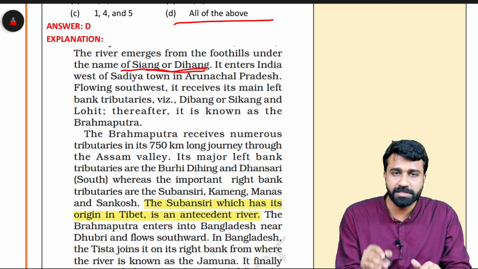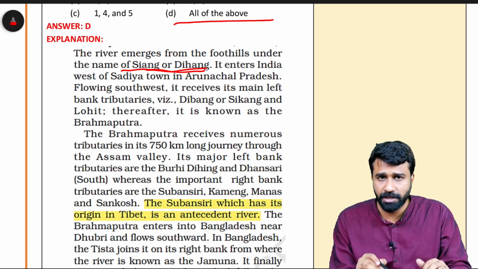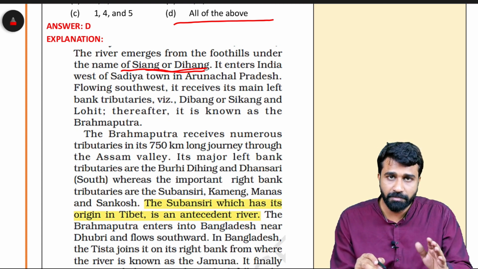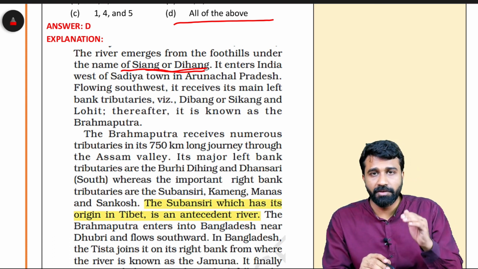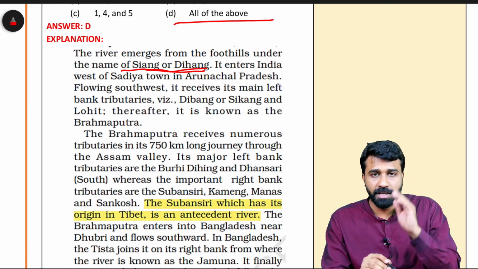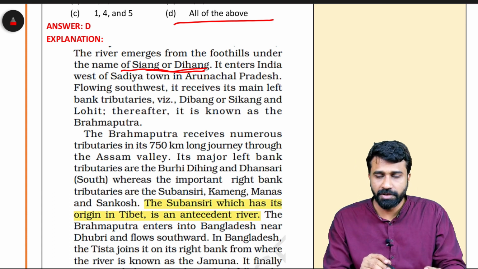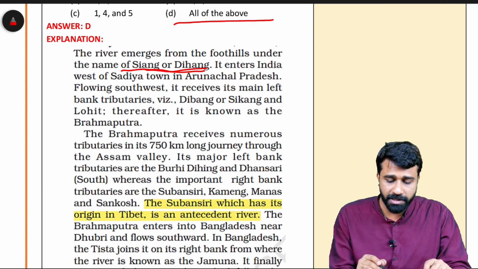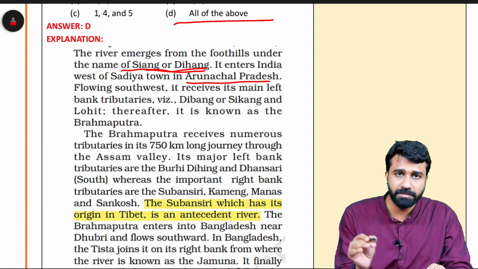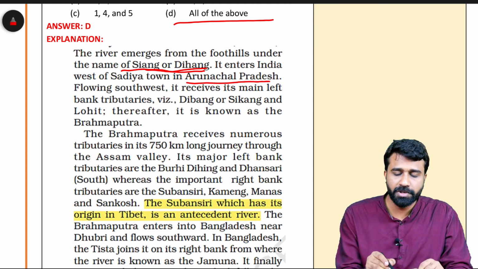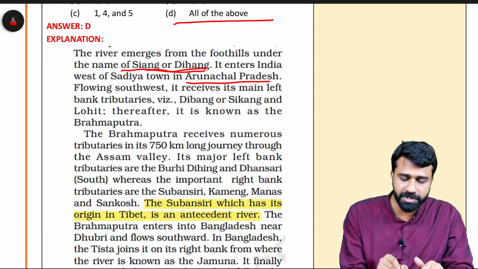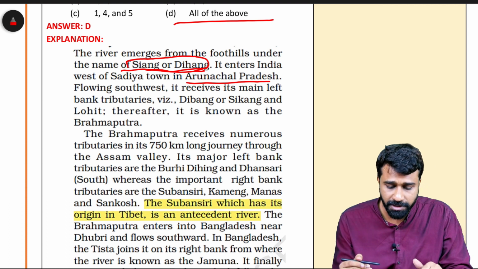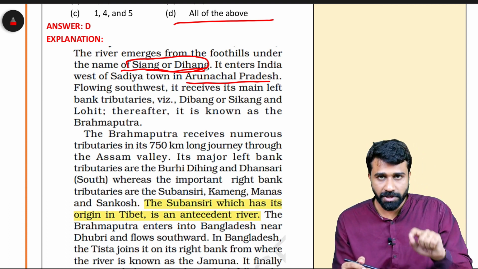So, the river emerges out of the foothills, and the river has different names at different places. In Bangladesh the river will have a different name, right? You have to remember, at a Tibetan place you have a different name. So, you have to remember that Brahmaputra has different names, and it is formed out of the merging of two other tributaries. It enters India west of Sadia in Arunachal Pradesh, that is the Dihang river, which enters Arunachal Pradesh in Sadia town.